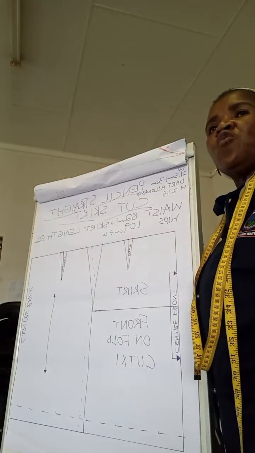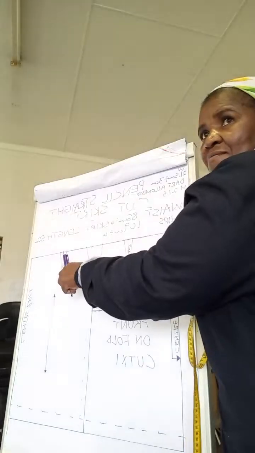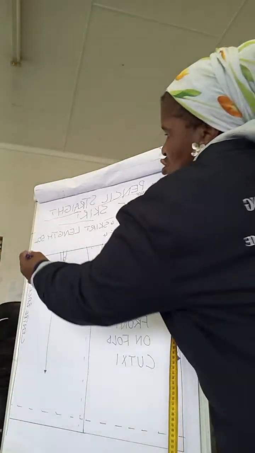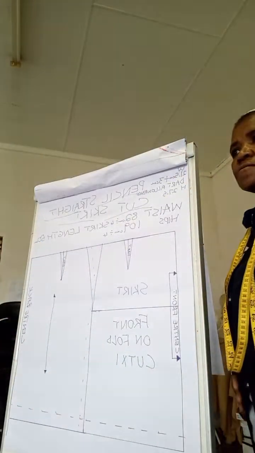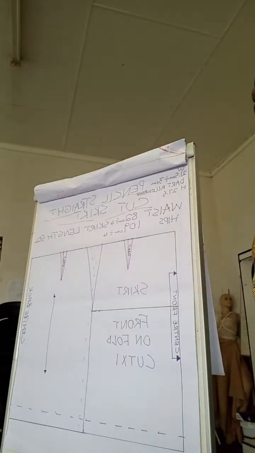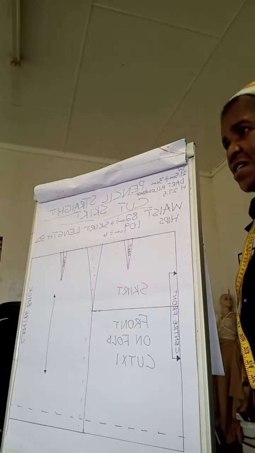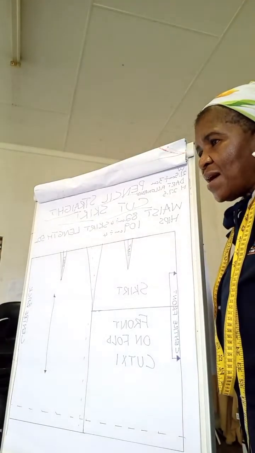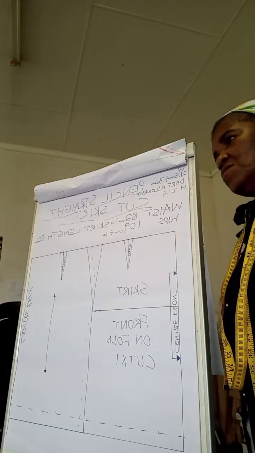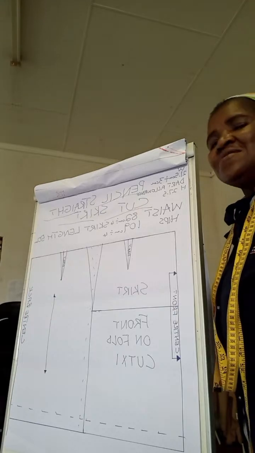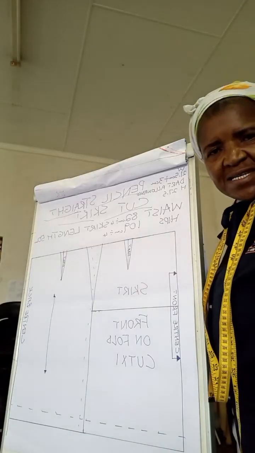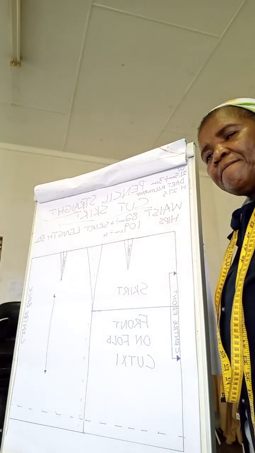Now, the place where you're going to put your zip, which is your back. At the back, you're going to put your zip. You add 2 centimeters, which is your seam allowance. At any place where you want to put a zip, you add 2 centimeters seam allowance. Are we clear, guys? Write it down so that you don't forget. Where there is a zip, you must put 2 centimeters seam allowance.